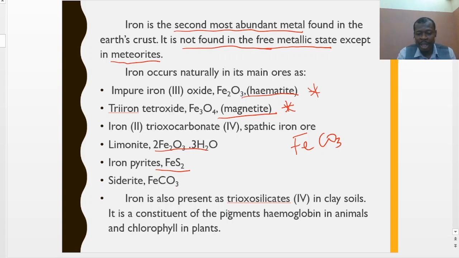Then iron is also present as iron silicate in clay soil. It is also a constituent of the pigments in hemoglobin in animals and chlorophyll. We know that the function of the hemoglobin is to capture oxygen and circulate it throughout the body, which is needed by the cells for cellular respiration. And apart from the iron present in the hemoglobin of animals, there is also iron in the heme of the chlorophyll in plants. These are very prominent components which have iron present in them.